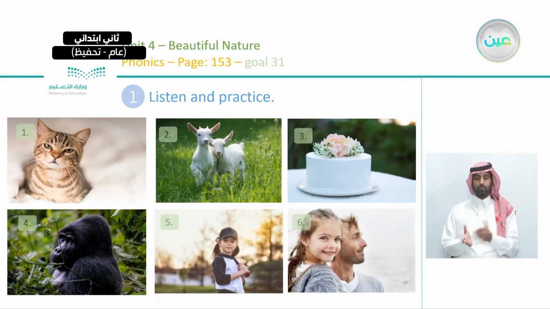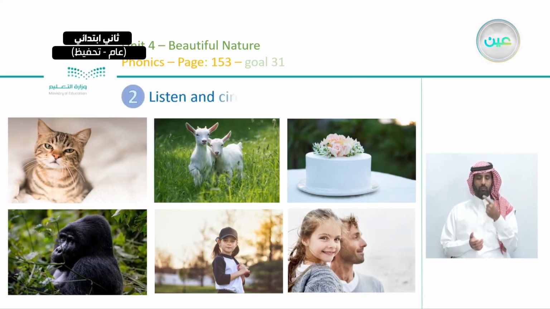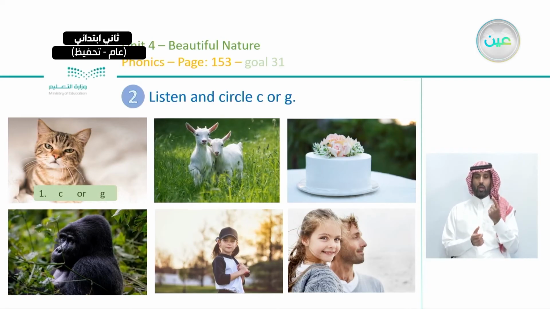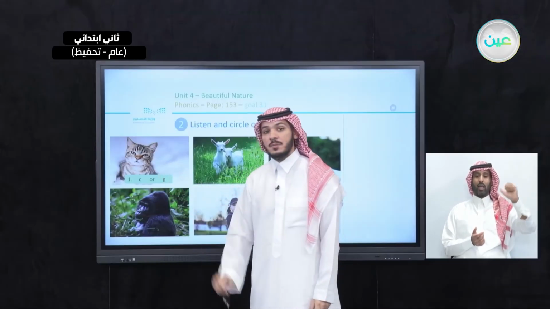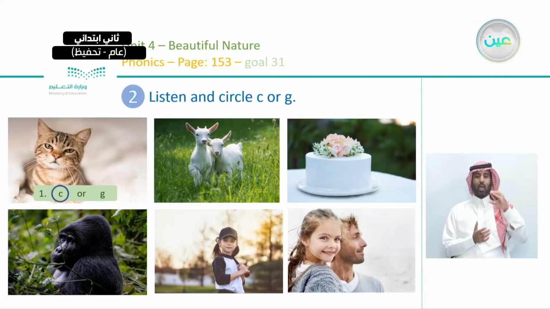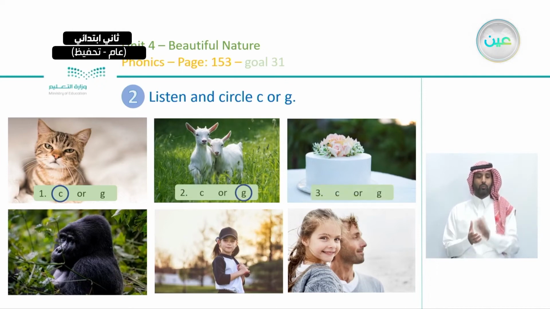Excellent. Okay. Now, number 2 will says what? Listen and circle. C or G. Okay. Tell me, is it C or G? So, number 1, we have this cat. Is it C or G? Cat. Yes, excellent. So we have C here. Okay. Number 2, we have what? Goat. Is it C or G? G. Excellent. So we have goat. Okay. Number 3, C or G. This is what? Cake. C. Excellent. So we have C here.